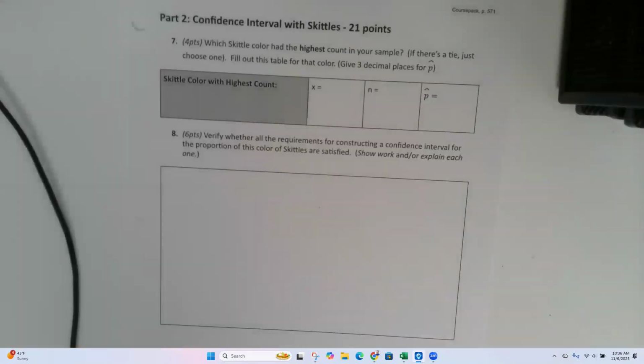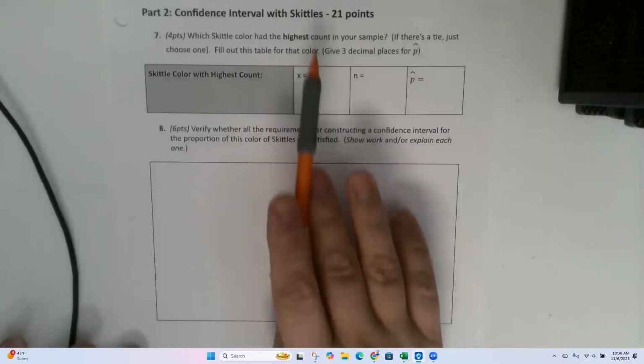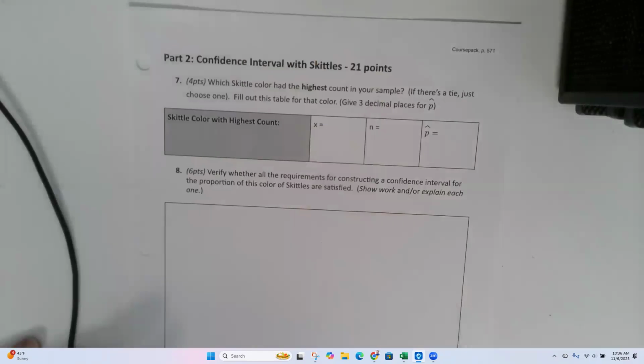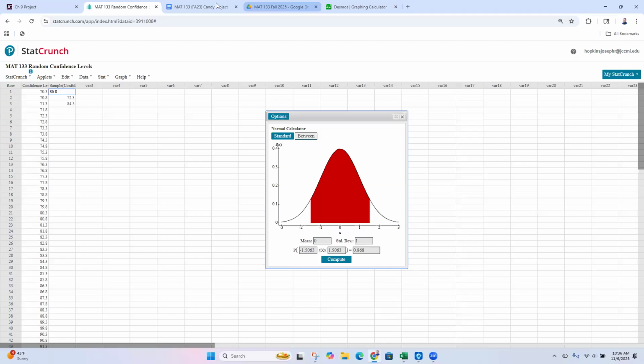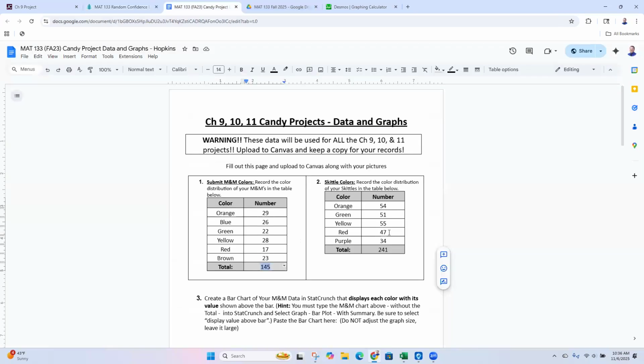Part two, confidence interval with Skittles. So which Skittle color had the highest count in my sample? I don't remember, so I'm gonna go look. For Skittles, my highest was yellow. Oh, that's the worst color. And I had the most of those? I disagree. Elaine likes the yellow ones. Oh man, Elaine, you let me down.